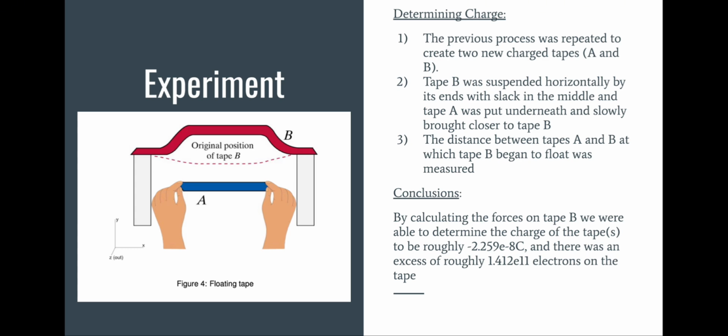We repeat the previous process, creating two charged tapes, A and B. We then suspend tape B horizontally using two neutral objects with some slack of tape B in the middle. We place tape A below tape B and slowly bring it up until tape B begins to float. The distance between tape A and tape B is then measured.